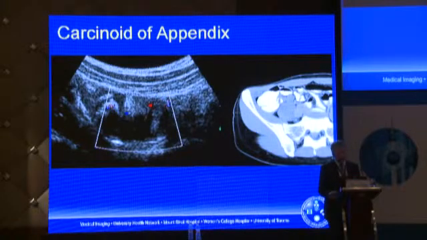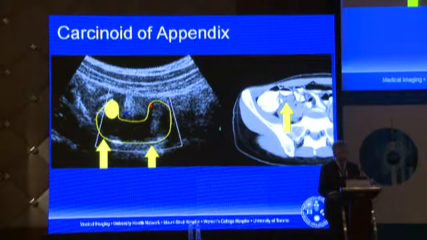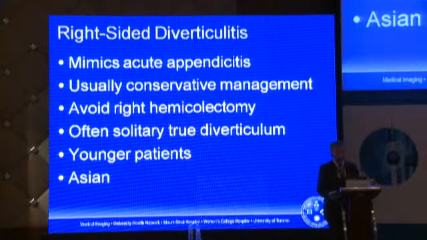And then very occasionally we'll see something like a carcinoid. This is a difficult one to make out, but I think the findings are there. There's some calcification, and then we see this thickened tubular structure, and at surgery this turned out to be carcinoid of the appendix. Now, an important mimicker of acute appendicitis is right-sided diverticulitis.